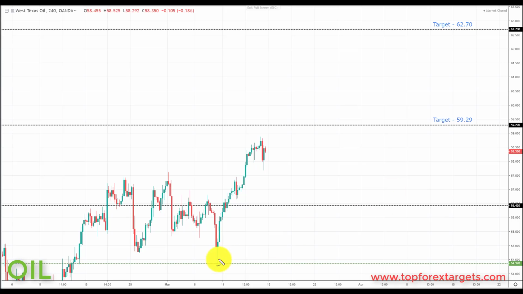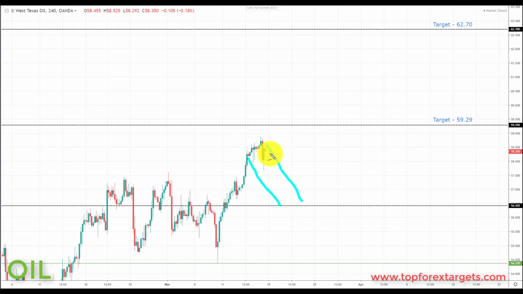Now we had a really nice rally from the previous support area highlighted in previous videos, and we have made our way towards the target. We haven't quite achieved it yet, but we came very close at the 59.29. Very simply put, going into this week, if we can get, before we take out the target, one more pullback, preferably if we can get a retest of broken resistance turning support at 56.42, as this will give us better risk to reward.